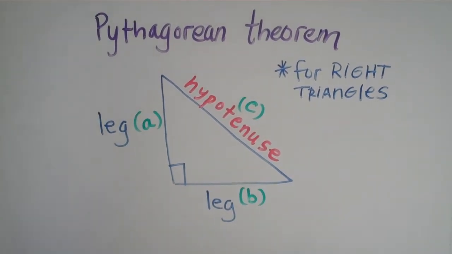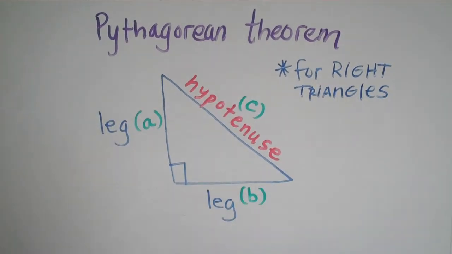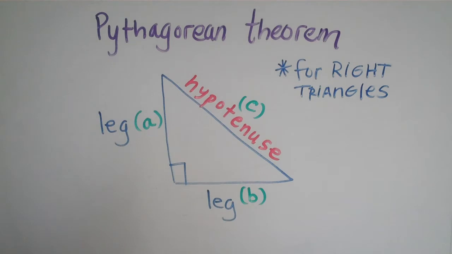Okay, we're going to talk about the Pythagorean Theorem. When we use the Pythagorean Theorem, it's basically only for right triangles. So it only works for right triangles. And this is a picture of a right triangle, and I've gone ahead and labeled the different parts.